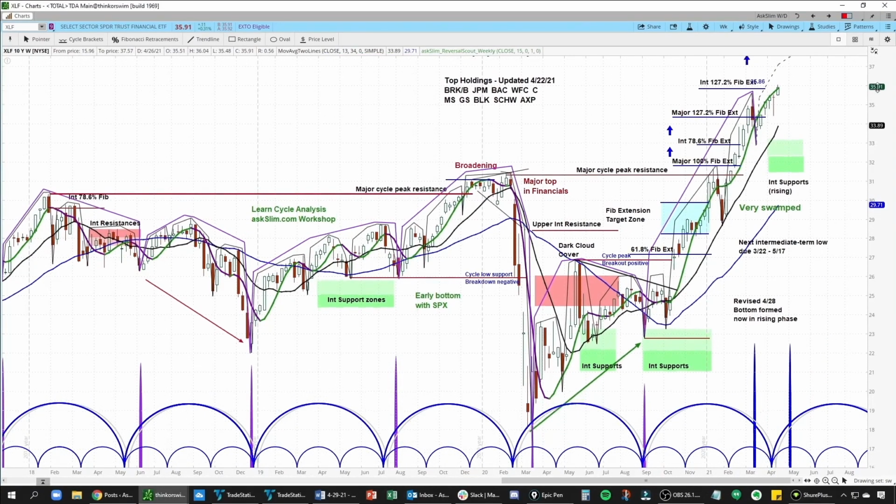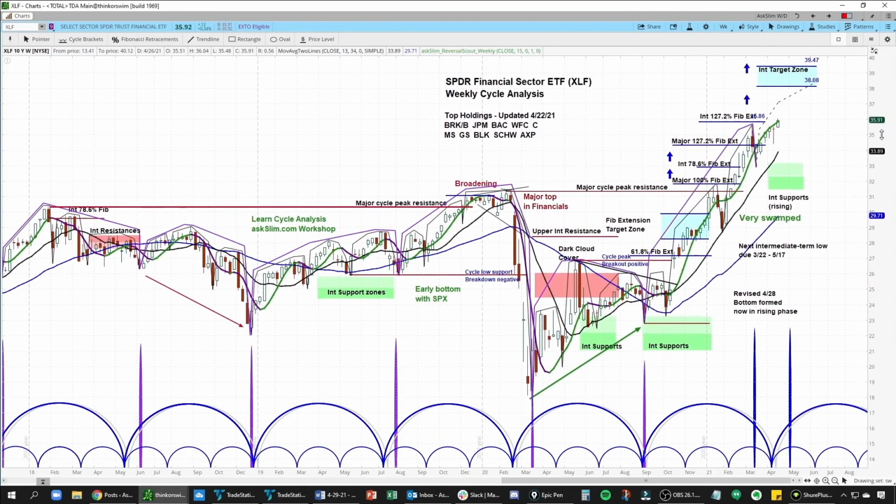On the upside, we are looking for the XLF to get up to this intermediate term fib target zone from 38.08 to 39.47. That's really what we're looking for on the upside, and this is a very nice pattern and really one of the best patterns that we are going to look at in this video.